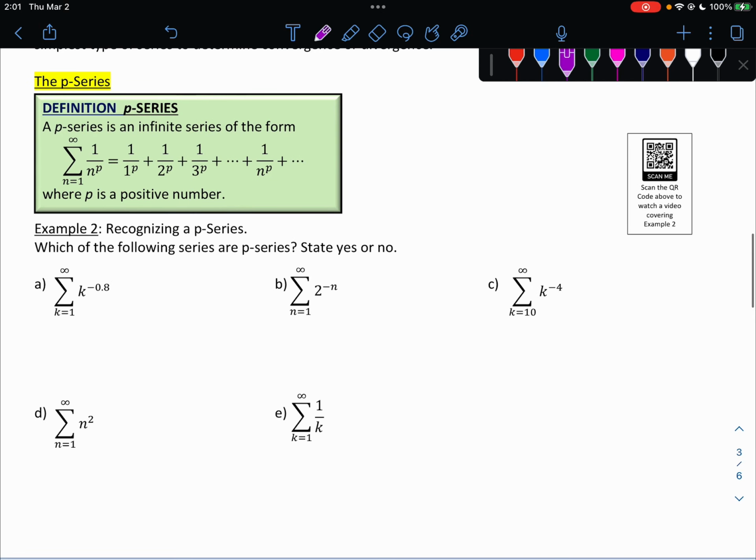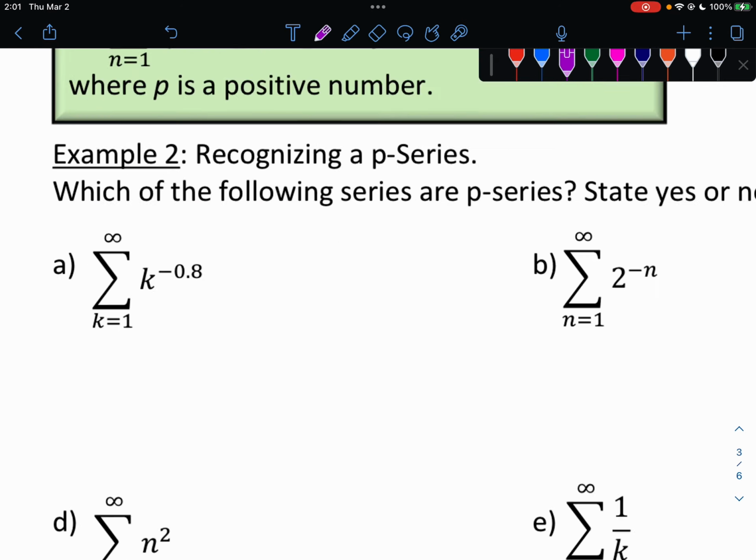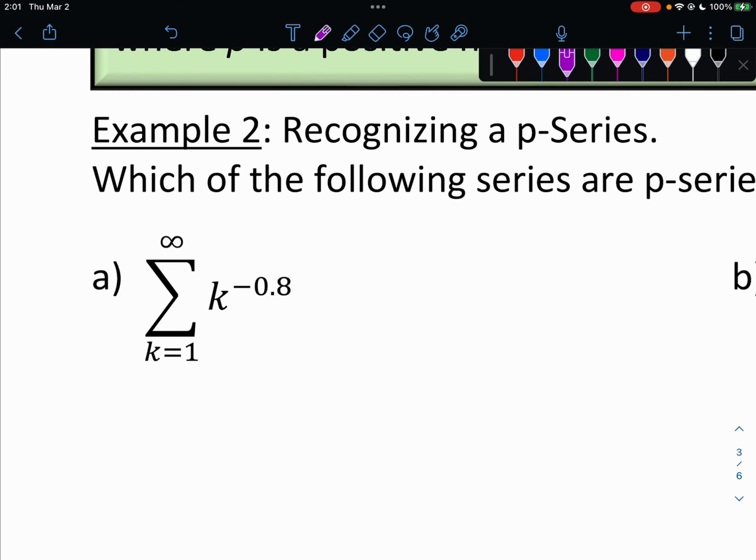First of all, let's just talk about recognizing a p-series. Which of the following are a p-series, yes or no? So we want it to look like 1 over n to the p. We can rewrite it as 1 over n to the p. It's a p-series, okay? So the first one, we can rewrite that as 1 over k to the 0.8. It doesn't have to be n, it could be k or any other letter. So yes, this one is a p-series.